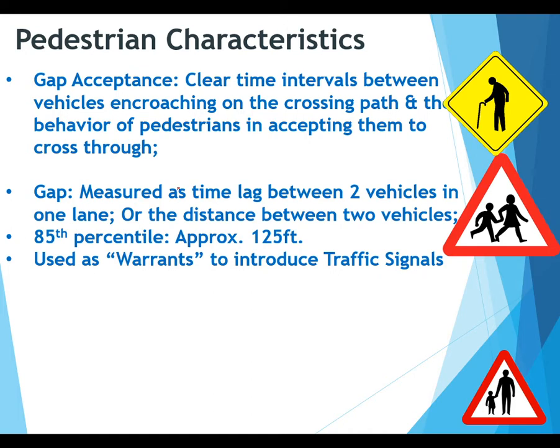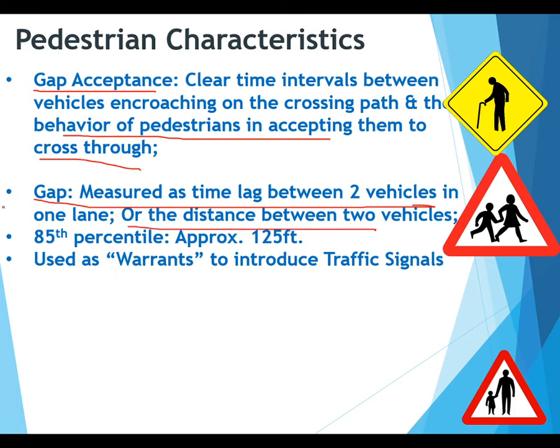So it's the clear time interval between vehicles encroaching on the crossing path. When you cross, you figure out how many cars are there and what the gap between them is. Some people say the gap is time, some other researchers say the gap is distance, and it concerns the behavior of pedestrians in accepting them to cross. So gap is measured as the time lag between two vehicles, or the distance between them. By testing, they found that 85% of people recognize 125 feet or more as an acceptable gap, so I can cross the road.